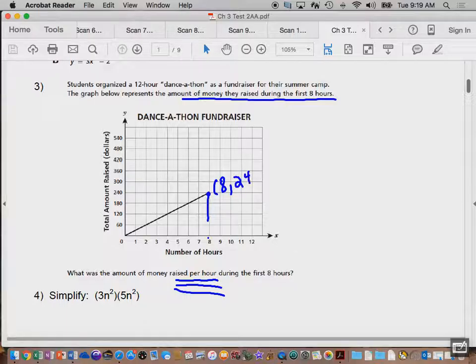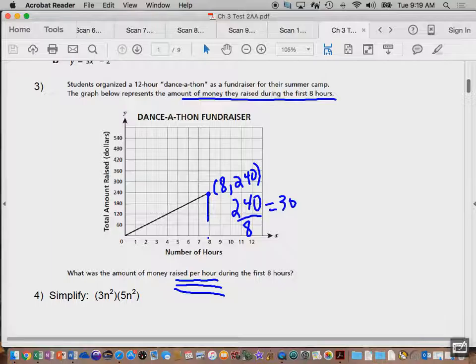240. So a lot of kids were putting down 240 as the answer. It's not 240, yes? Can we do 240 divided by 8? Yes, you do. Because it wants per hour. Per means to divide. 240 divided by 8 is 30. So the answer is 30 per hour. That's easy. It is easy once you see it.